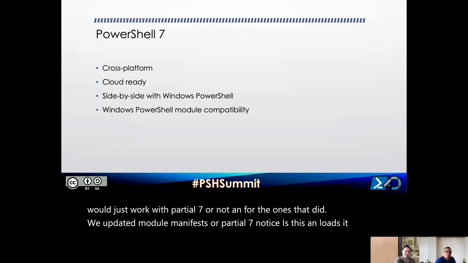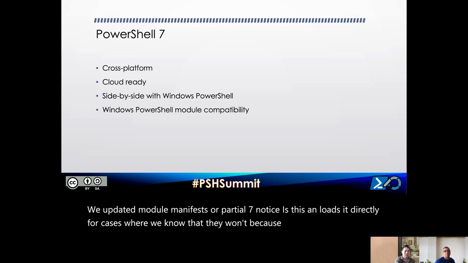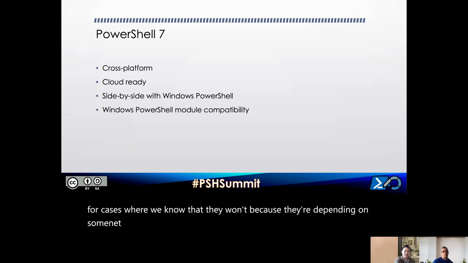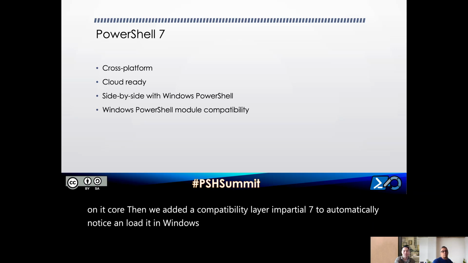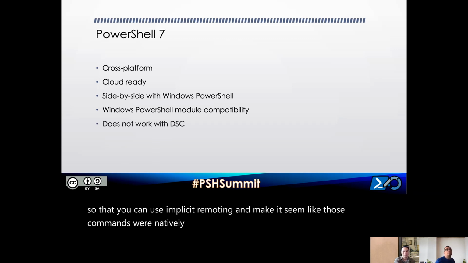For cases where we know that they won't, because they're depending on some .NET Framework capability that is not ever planned to be ported to .NET Core, we added a compatibility layer in PowerShell 7 to automatically know this and load it in Windows PowerShell and leverage PowerShell remoting, so that you can use implicit remoting and make it seem like those commands were natively in PowerShell 7.